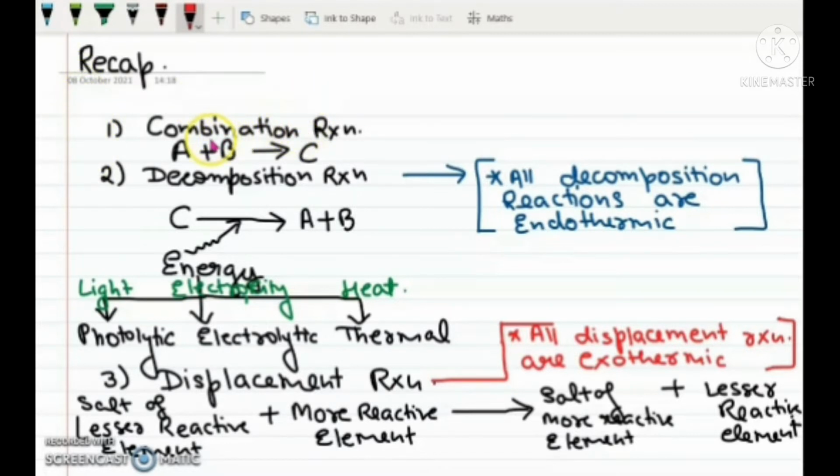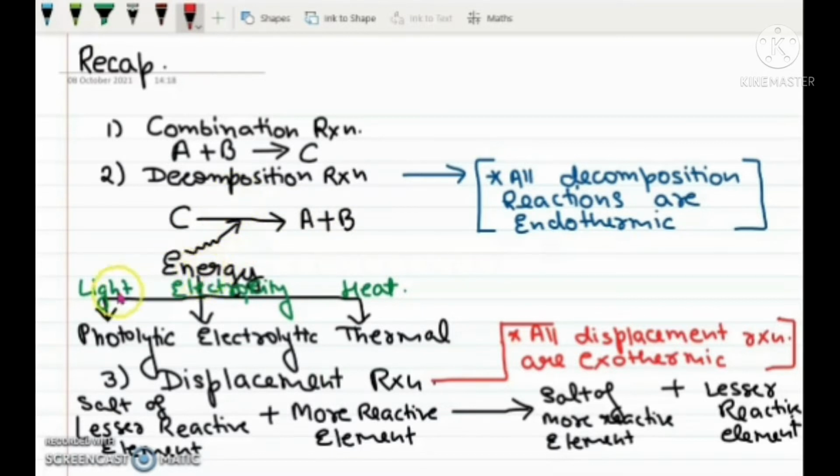So we have studied till now what a combination reaction is. I think you must have understood that combination reactions are those reactions in which two reactants combine together to give one product. We also studied the decomposition reaction, in which one reactant breaks down into two or more products with the input of some kind of energy.